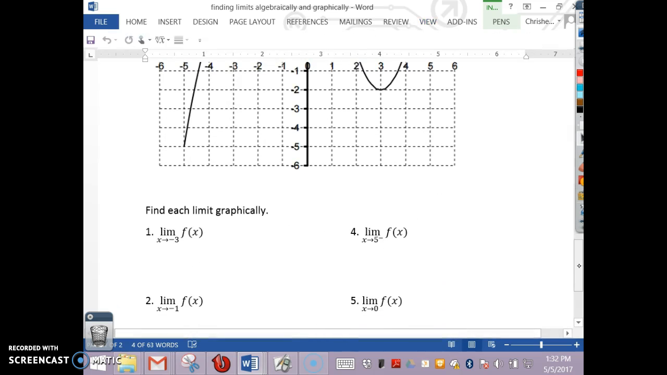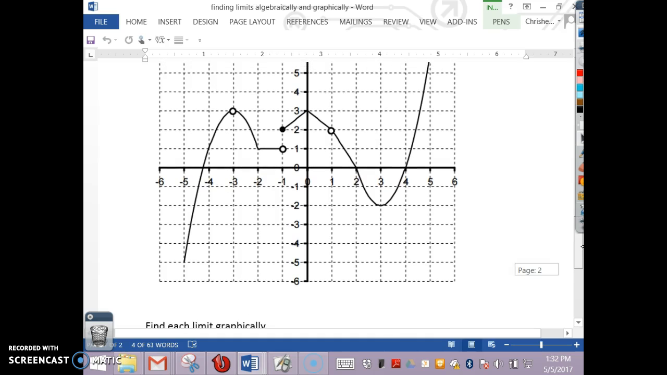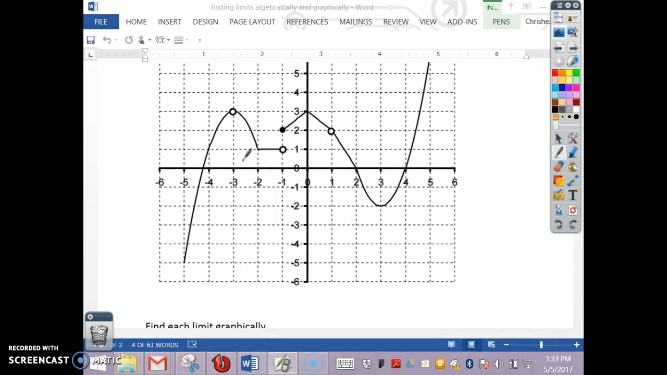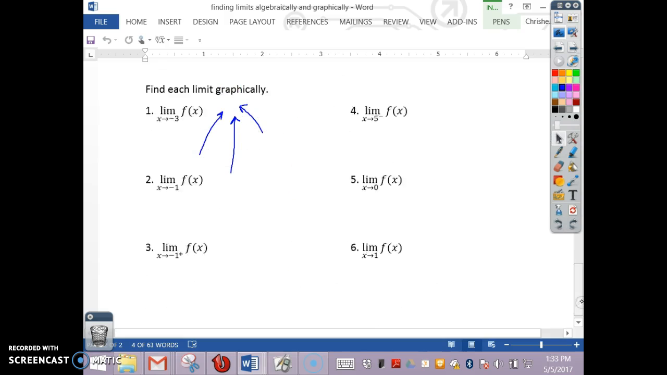Okay, we want the limit as x approaches negative 3. So the first thing that we need to know is it has to be going to the same place from both sides. It's not defined at negative 3. I have a hole there. That's all right. That doesn't matter. I'm coming up to here and up to here. That's coming to the same spot. Where is it coming to? Positive 3. That's our limit.